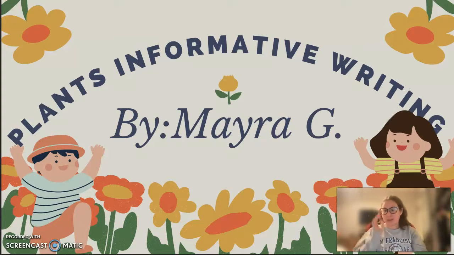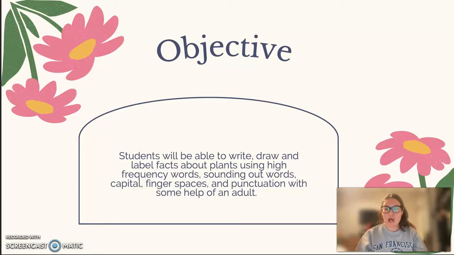But before we learn about plants, we need to go over our objective. Can anybody tell me what our objective is? Good job. Our objective is our goal, what we're going to be working on during this lesson. So, we're going to be working on how students will be able to write, draw, and label facts about plants using high frequency words, sounding out words, capital letters, finger spaces, and punctuation with some help of an adult.